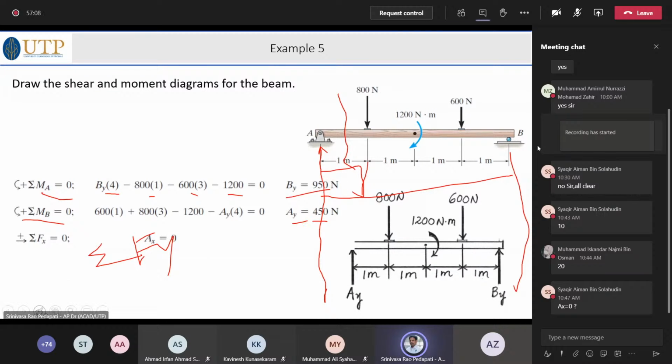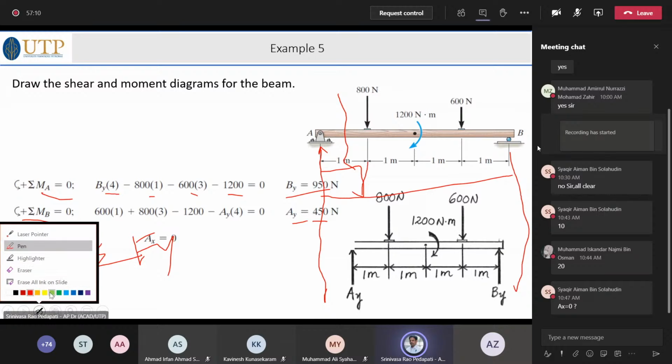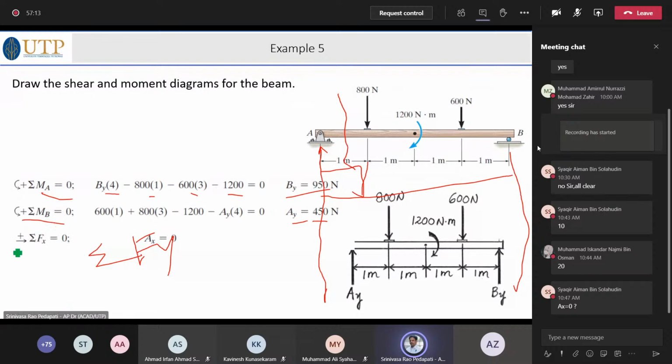Is there any doubt on that? So this is all shear force in this diagram. The magnitude of shear force here is 450. Is it correct or any problems? AY.